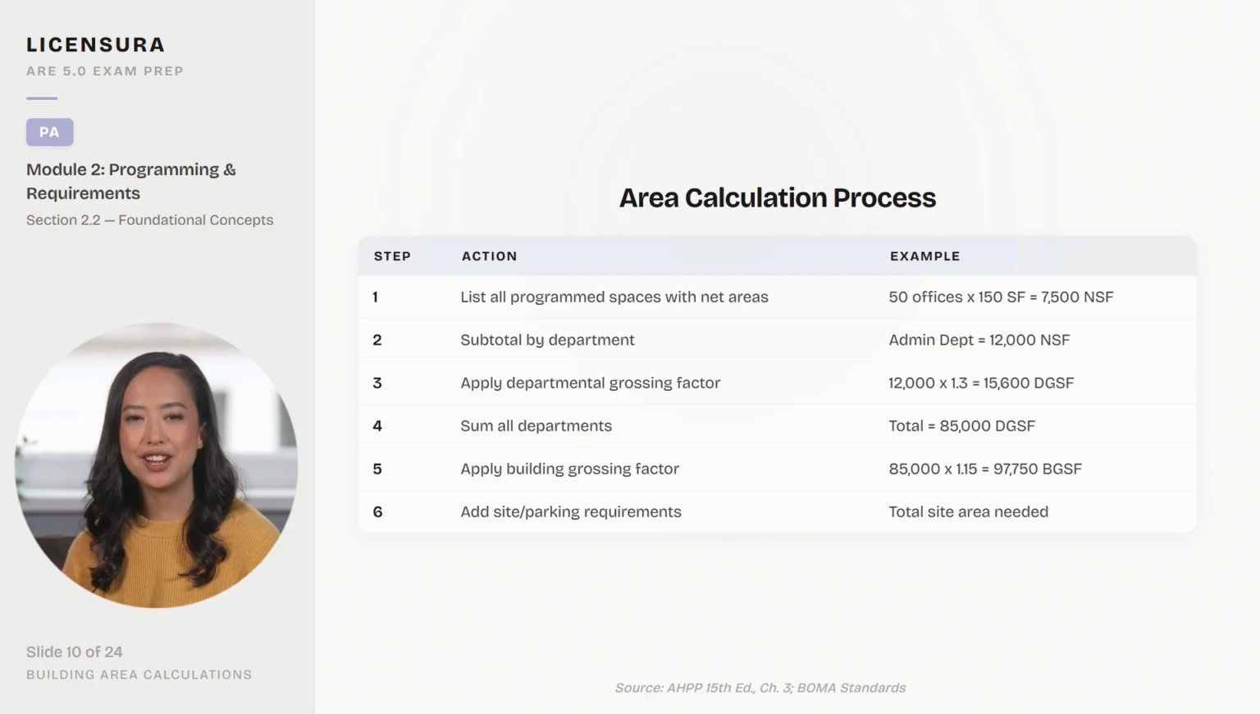Here's where it gets tricky. You apply a departmental grossing factor to add internal circulation within each department. Then sum all departments. Then apply a building grossing factor to add major circulation, mechanical, restrooms, and structure. There are two levels of grossing, departmental and building, and the exam will test whether you apply both correctly.